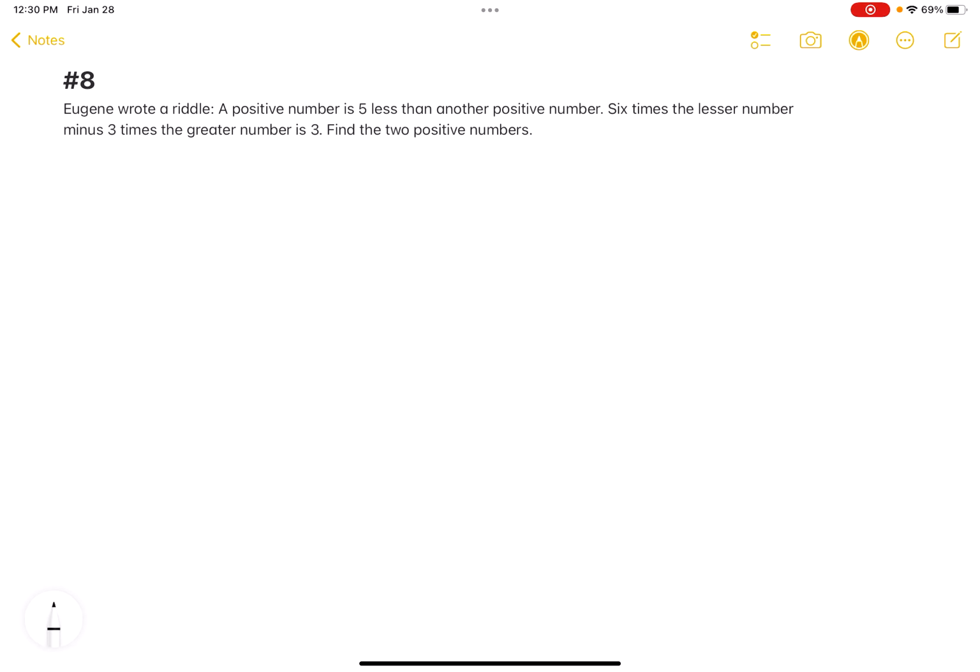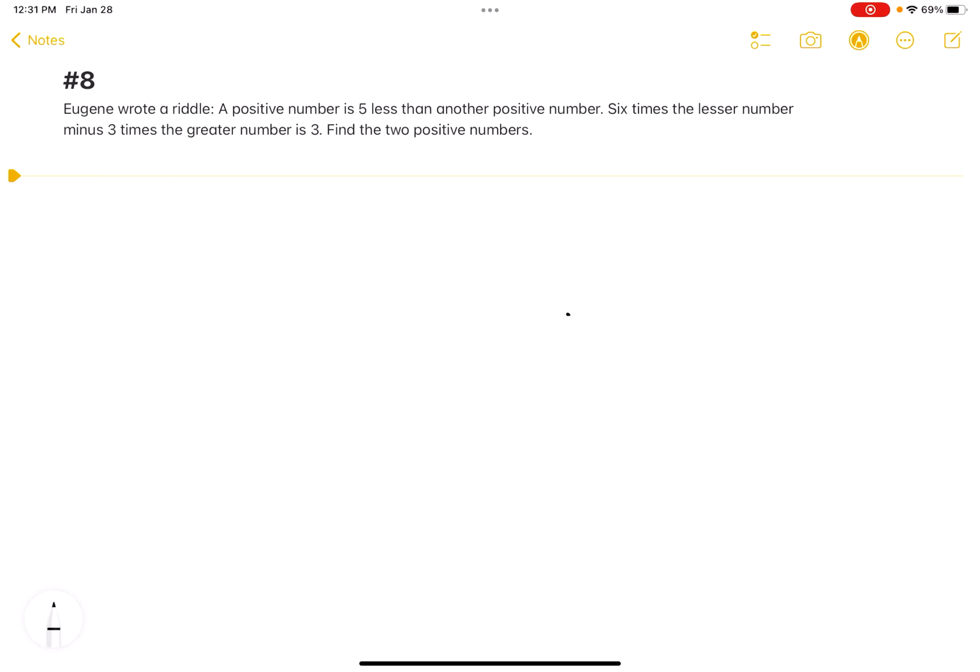Okay, so for this problem, I can understand why you might be a little stumped. There's a lot of words going on here, and you have to be able to translate those words into an equation. So Eugene wrote a riddle. A positive number is 5 less than another positive number. 6 times the lesser number minus 3 times the greater number is 3. Find the two positive numbers.